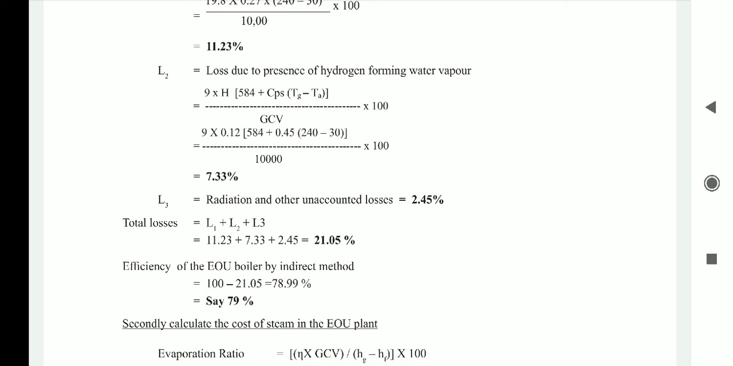There is no data for bottom ash and fly ash content present in the fuel, and there is no data for moisture content present in the air or in the fuel. Therefore, we limit the losses to 3 items. Total loss is equal to L1 plus L2 plus L3. We got 21.05%. Then the efficiency of the export-oriented unit boiler by indirect method, we got 79%.